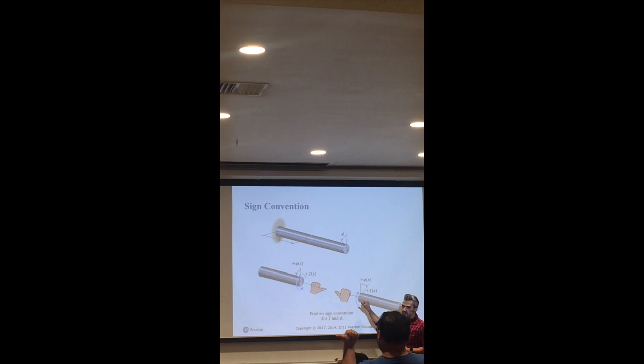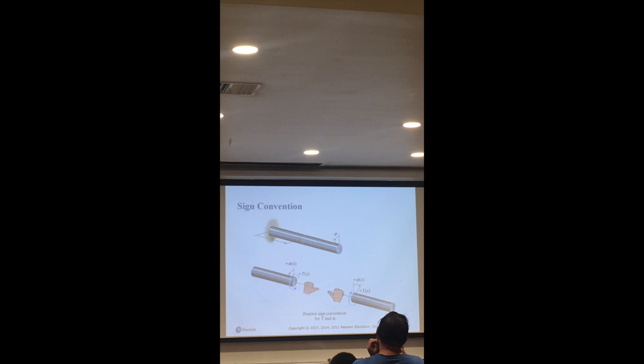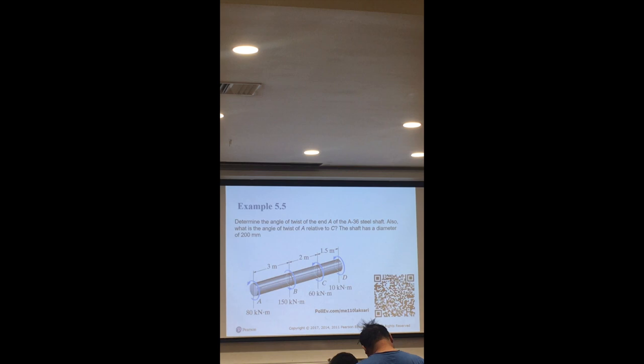Thumb sticking out, right? That's positive. We take counterclockwise as positive, so hopefully you know that by now. And let's do a quick example. We have a few minutes. Let's do a quick example. Hopefully, if you've looked at the review problems for the winter, you see something like this.